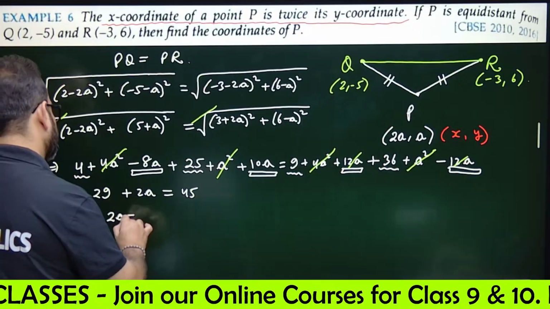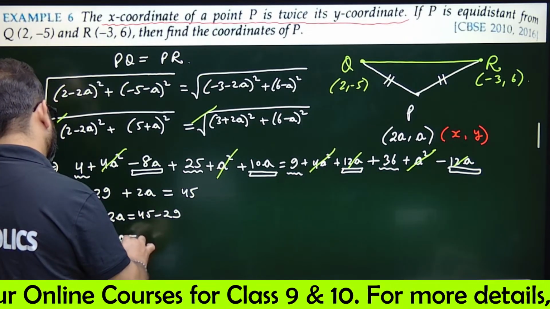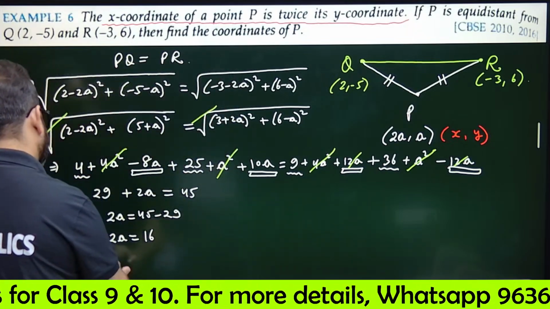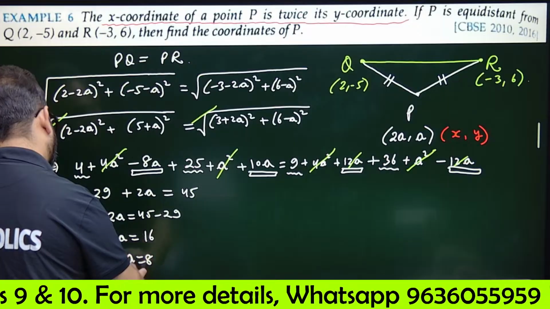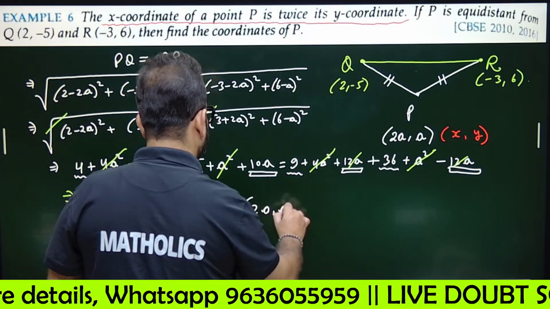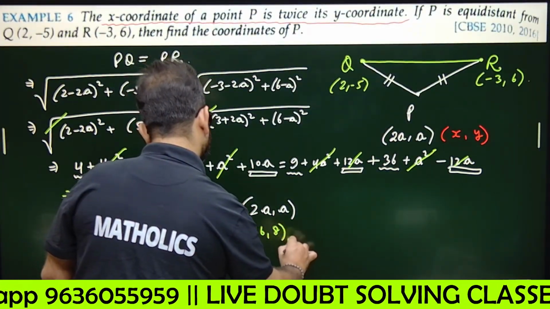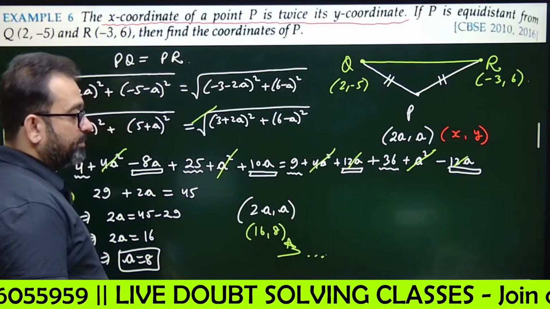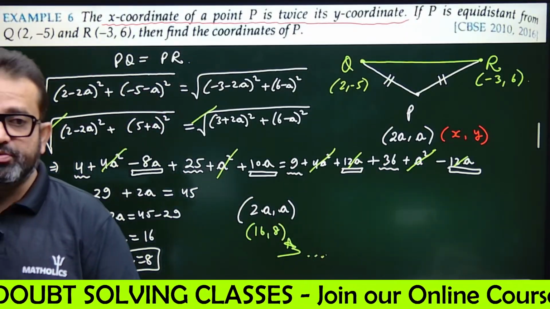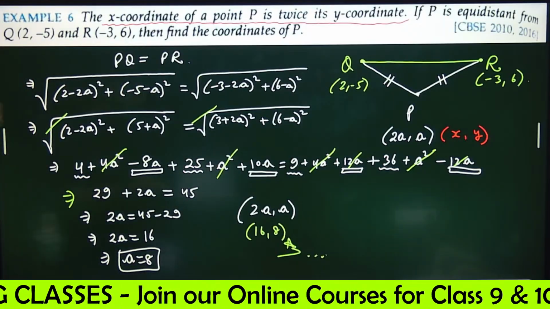Simply 2a is equal to 45 minus 29, which means 2a equals 16. Yes or no? 2a is 16. That means a equals 8. So the coordinates are 2a comma a. If a is 8, the coordinates will be 16 comma 8 is my answer. The coordinates of the point P will be 16 comma 8. Copy. Lots of things to be learned in this single question. Copy it ASAP.